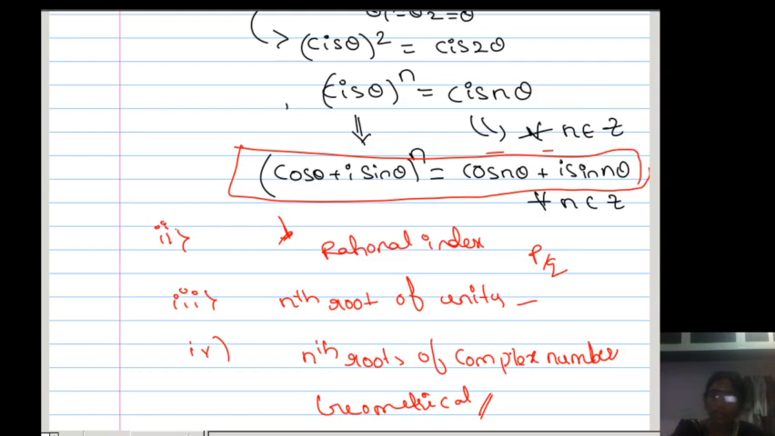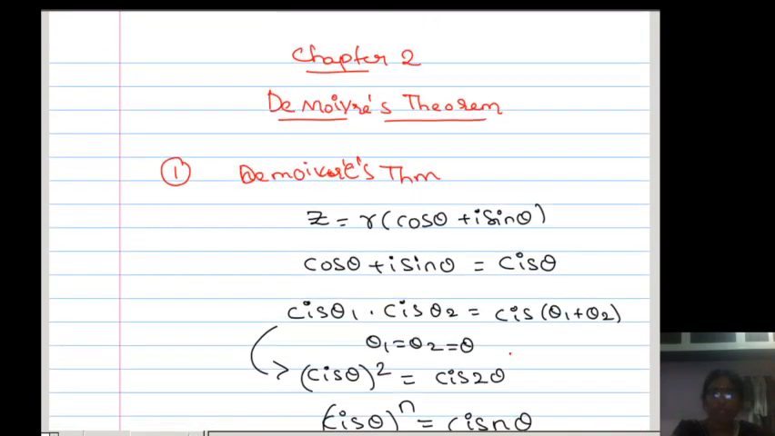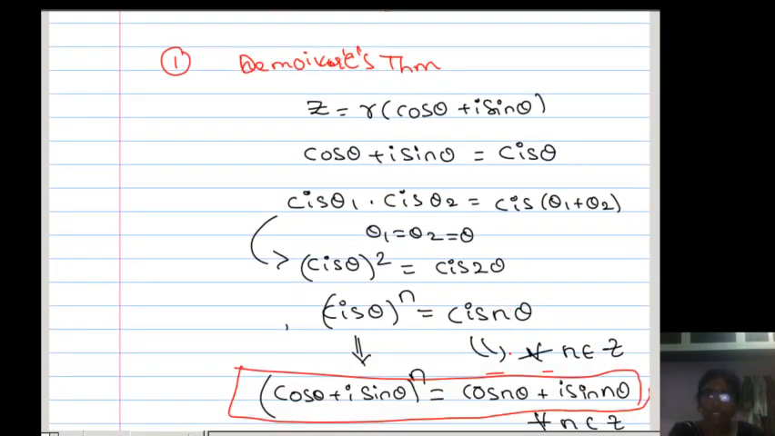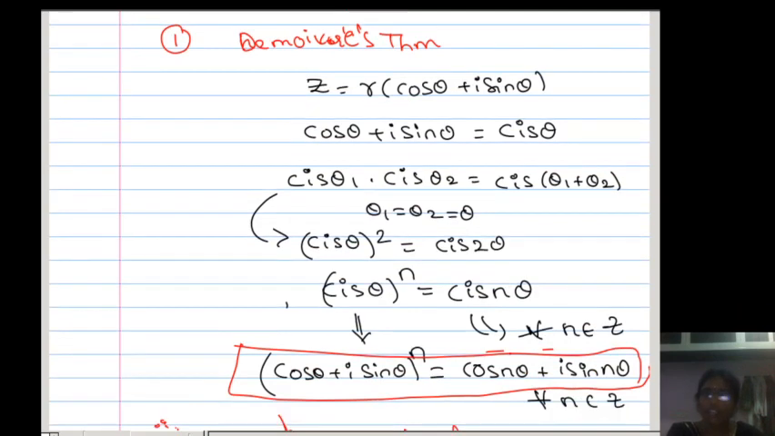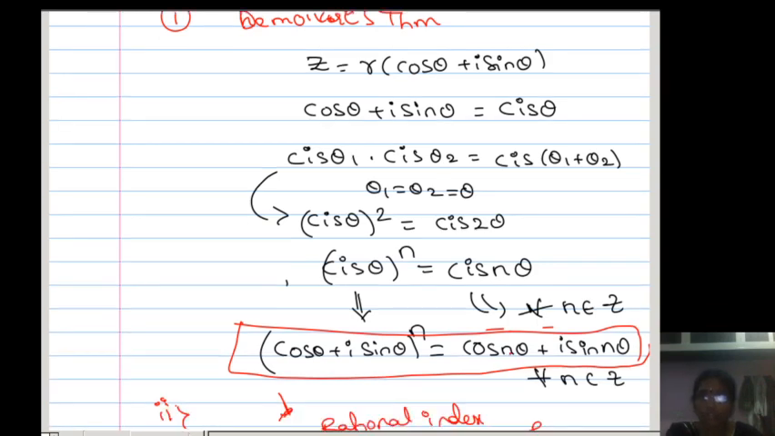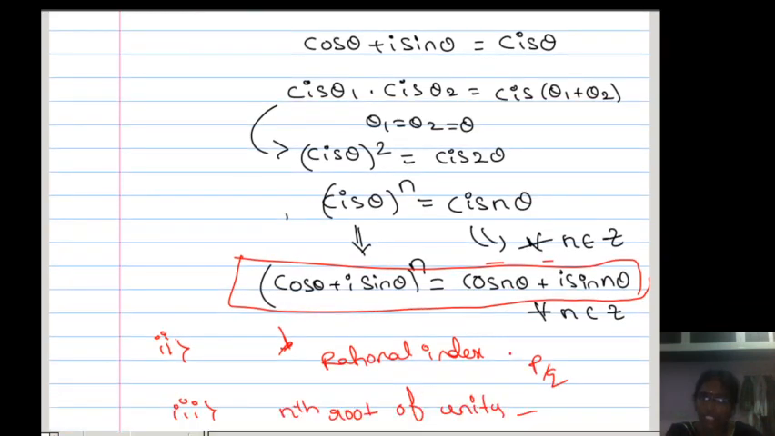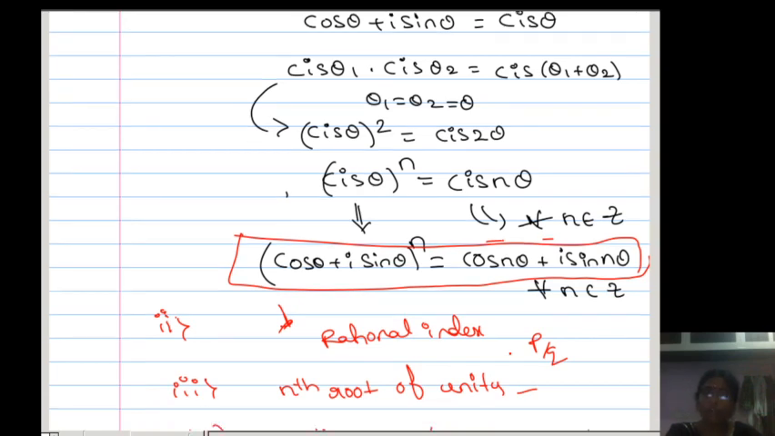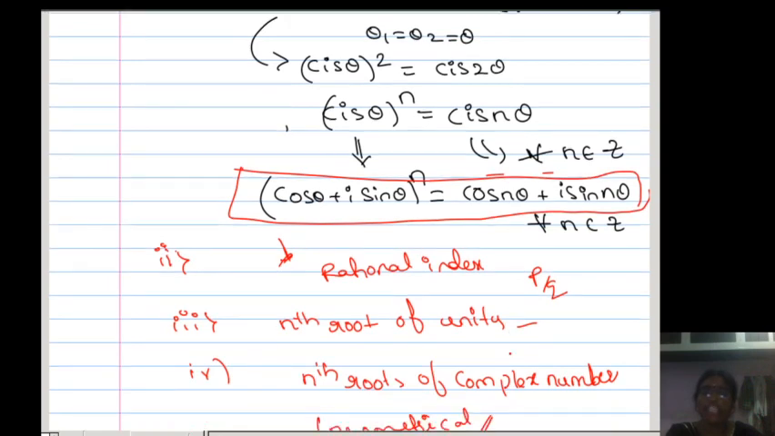So in the De Moivre's theorem chapter, I want to discuss mainly 4 things. First of all, you already discussed Z. Every complex number is written in the polar form, that is the cis theta form. Using cis theta, we have some relations. By using the relation, I know only that cis theta whole power 2 is equal to cis 2 theta. But by using De Moivre's theorem, I want to extend that up to n, meaning it is true for all integers. So the first theorem I want to prove is De Moivre's theorem for integer index. How to prove that? Let us discuss.